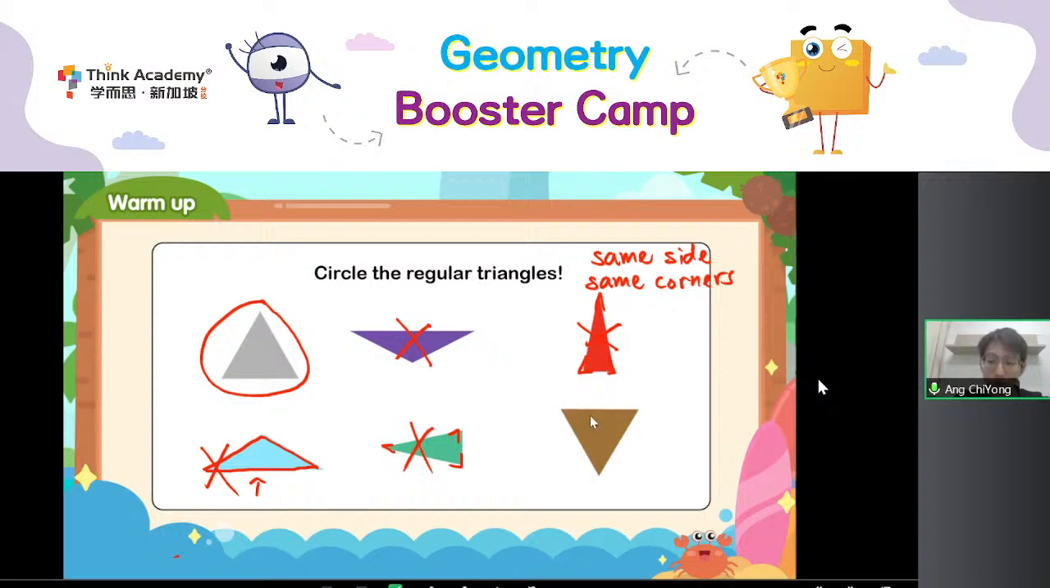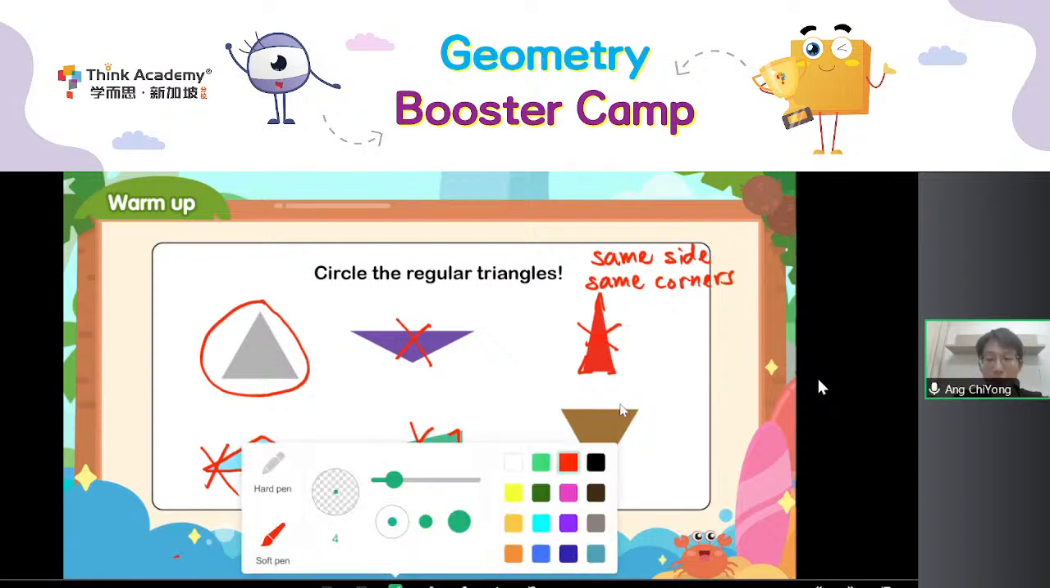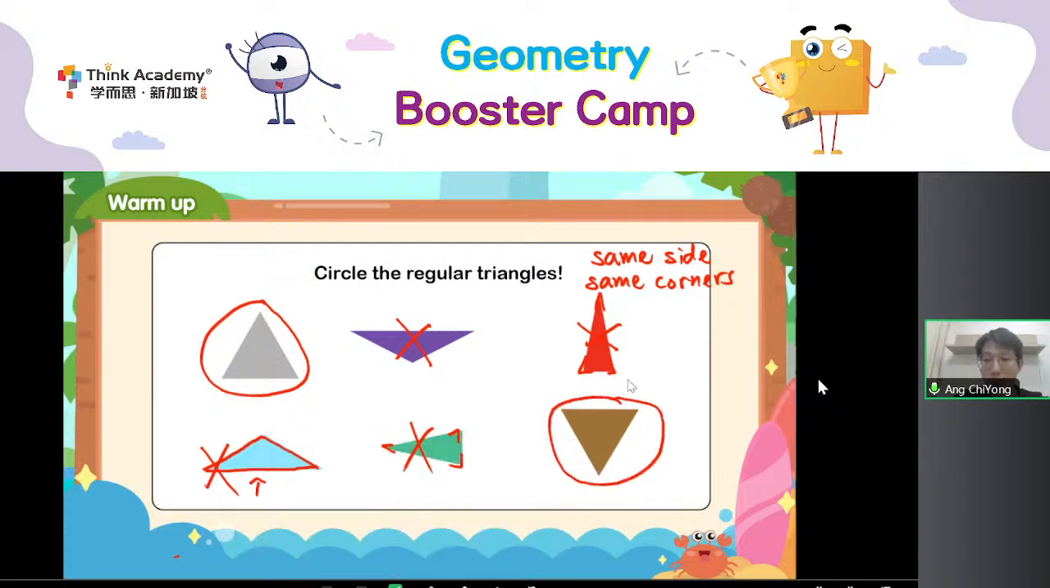The last one looks okay to me, but that's not how we usually draw a triangle. But is this a regular triangle? It's an upside down triangle, right? But most importantly, let's check. Is it the same sides? Yes. Is it the same corners? Let's take a look. One corner, two corner, three corner. Oh, they all look the same to me. So is this a regular triangle? Yes, it is. As long as you check out the two conditions over here, a tick and a tick, then it must be a regular triangle.